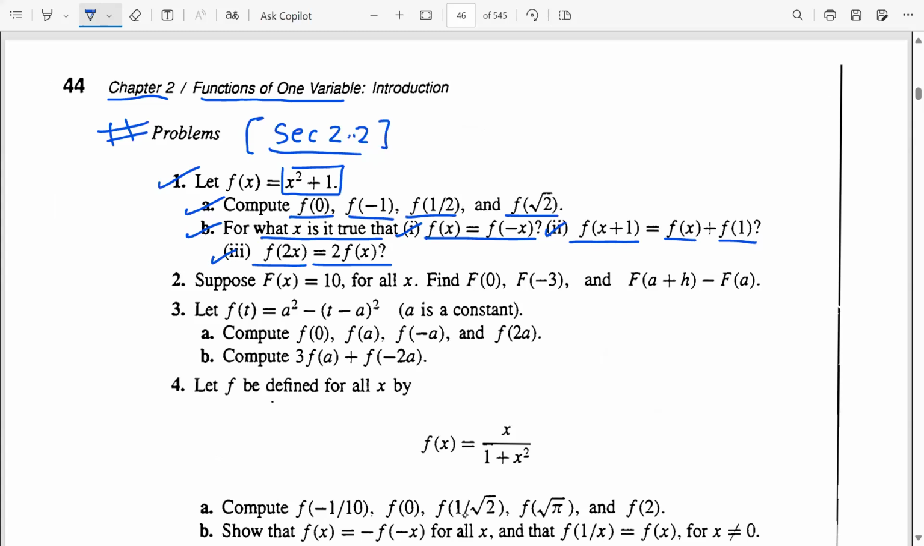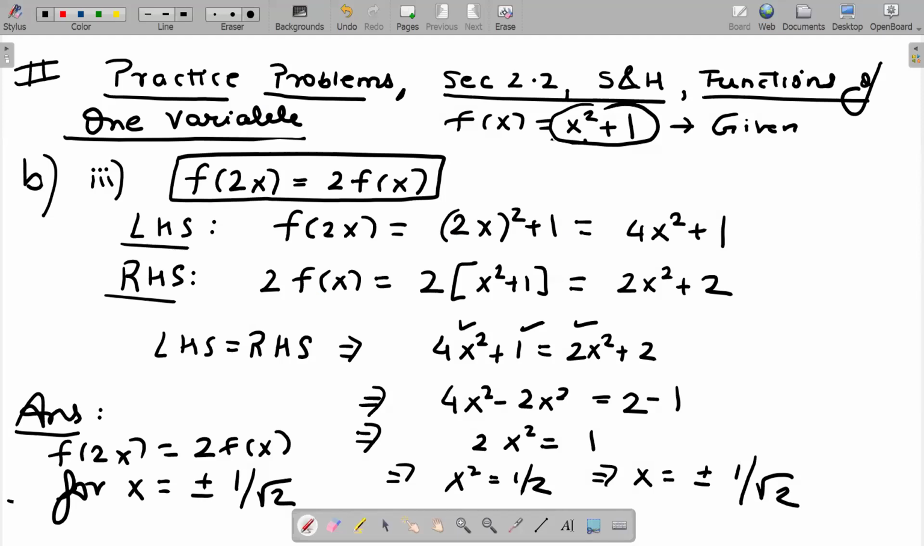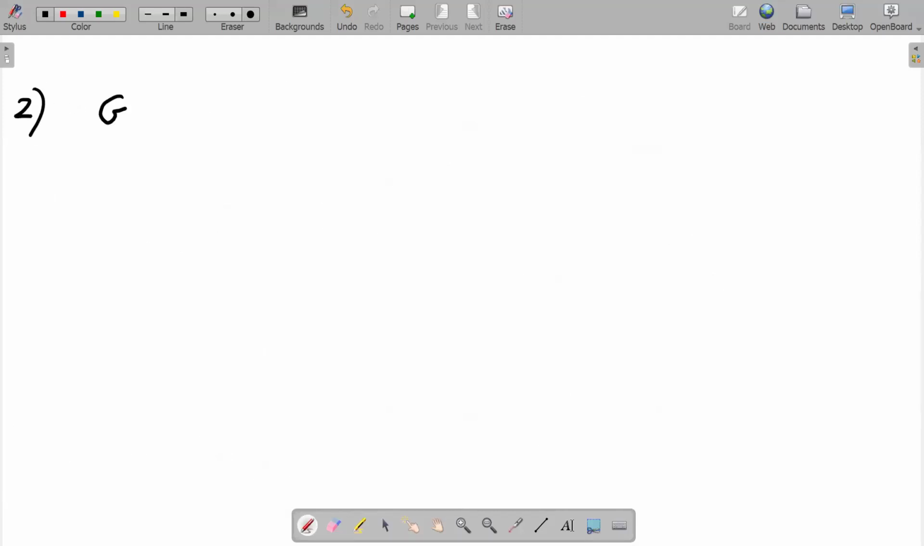let's look at question number 2, which is the last question I intend to solve in this particular lecture. Okay, so let's come to question 2. Let us see what question 2 is asking us. Suppose f of x is 10 for all x. Find f of 0, f of minus 3, f of a plus h minus f of a. Very simple, we have to just plug in the values. So erasing this part of question 2, we are given that f of x is equal to 10.